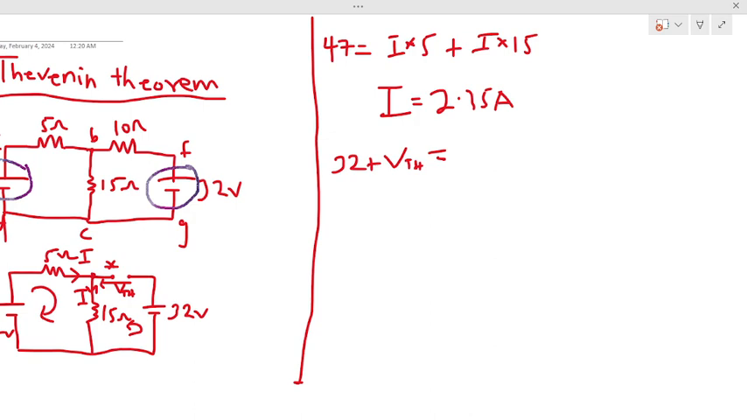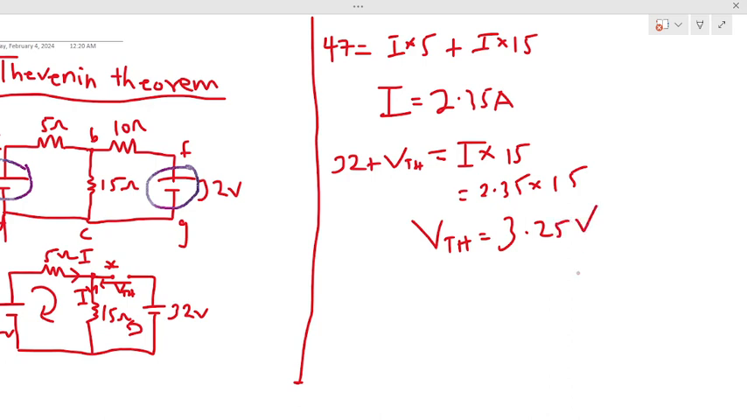Now we are just finding the Kirchhoff's voltage law across this small loop. So in this case it would have been B, C, J, F, B. So we have to find the voltage drop across the 15 ohm. So I times 15. Now since I is equal to 2.35, we replace it by that multiplied by 15. So we get our Kirchhoff's voltage to be 3.25. Now our Thevenin's voltage to be 3.25 volts.